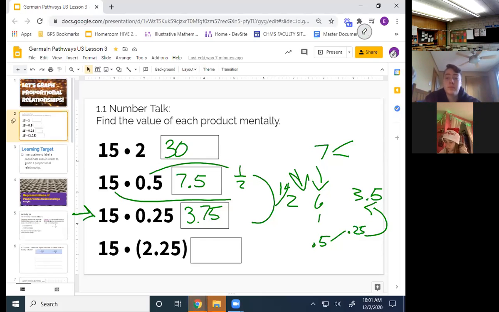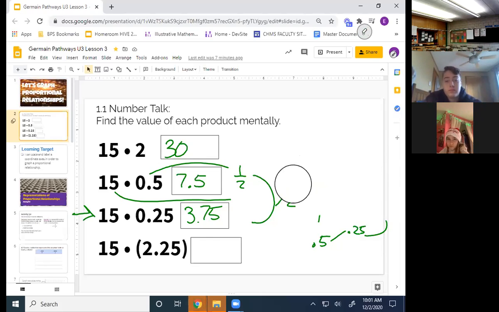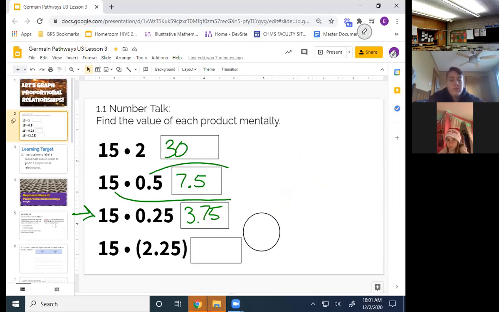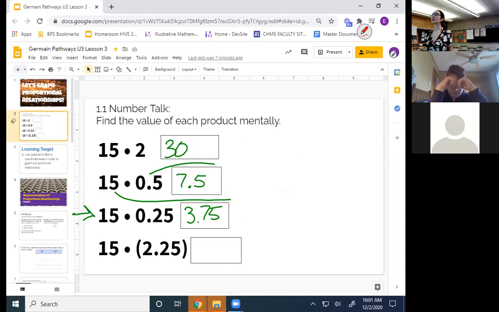So then the last one, 15 times 2.25. What did we get for the product of that last one? I know I'm just talking a lot today. What did we get? I got Avery's answer. I need a 33. Go ahead, Diego. 33.75.